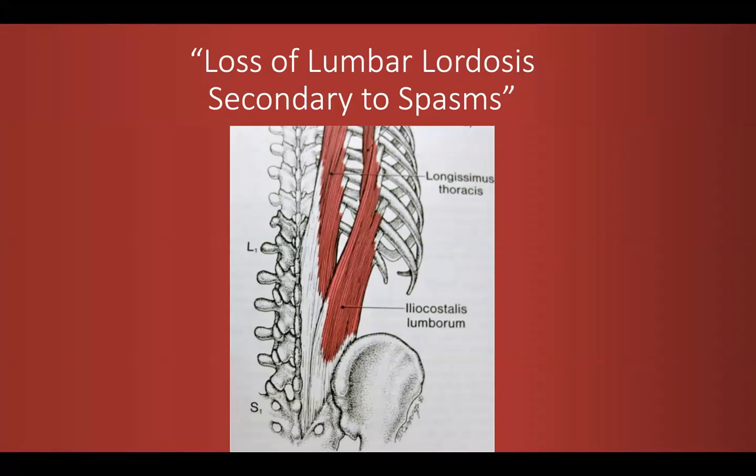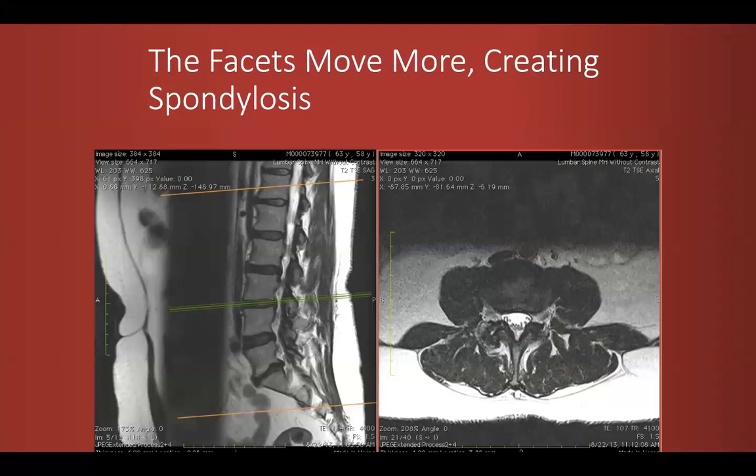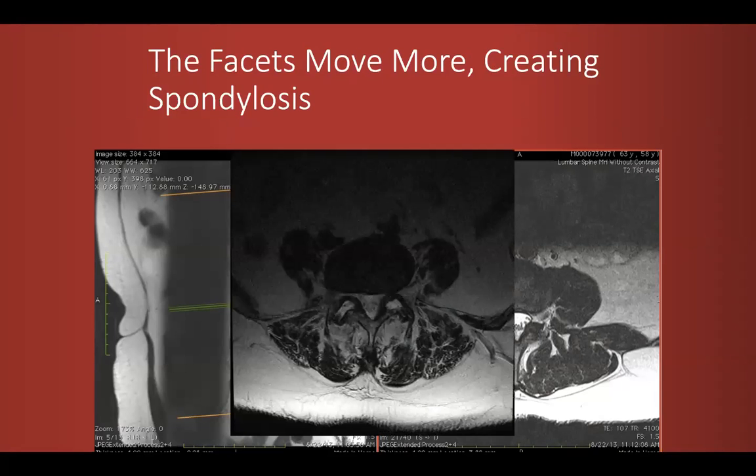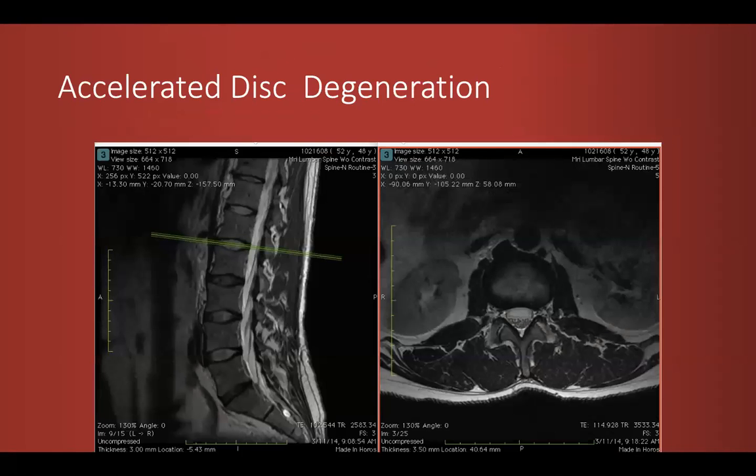So as you disrupt those posterior ligaments, now instead of the ligaments holding the spine together, the muscles have to. And that will then lead to pain going on up the back. The facets move more, and that creates the spondylosis that we see. And the intra-articular fluid and the potential for synovial cysts and nerve impingements from that. And because the discs are not stabilized, you're going to get an accelerated disc degeneration.